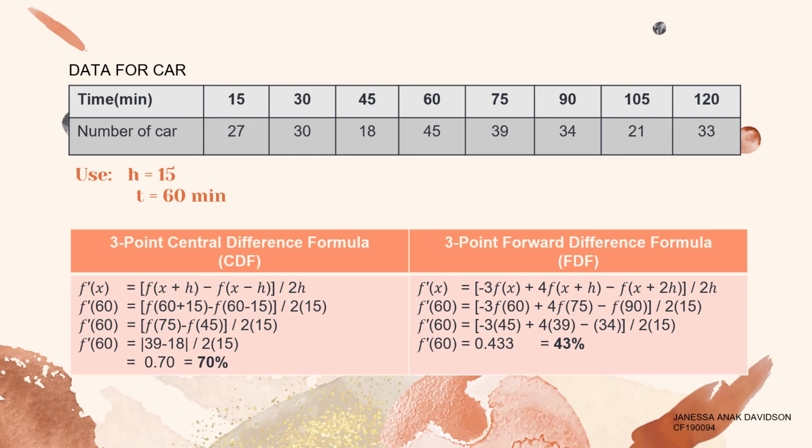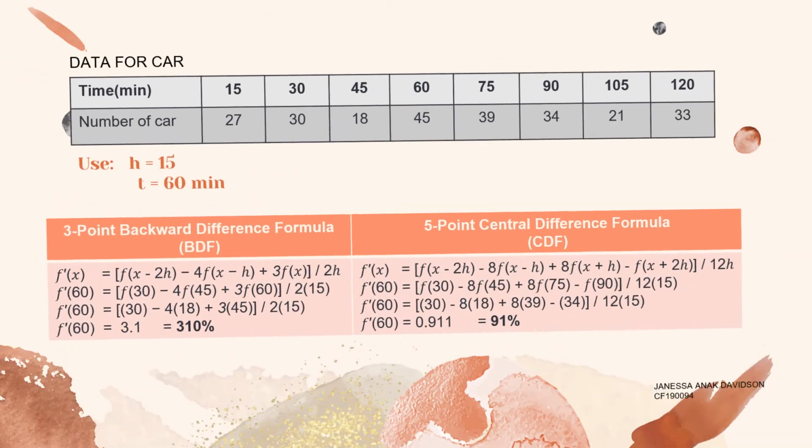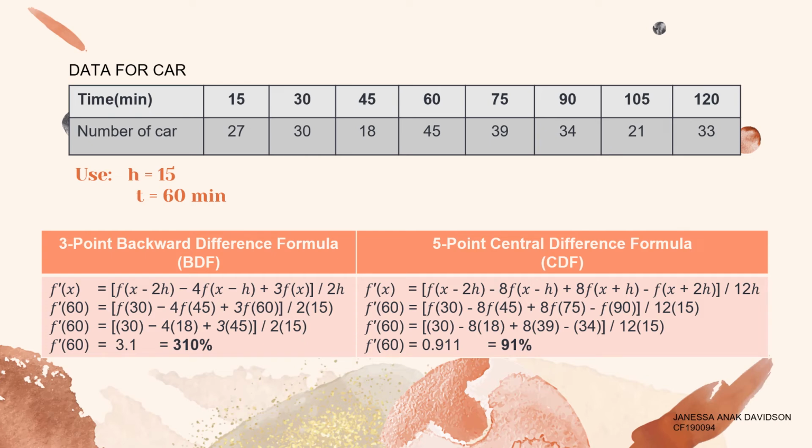Next, moving to the 3-point central difference formula, CDF, the result is 70%. Next, the 3-point forward difference formula, FDF, the result is 43%. Moving to the next one, the 3-point backward difference formula, BDF, the result is 310%. And the last one, the 5-point central difference formula, CDF, 91%.